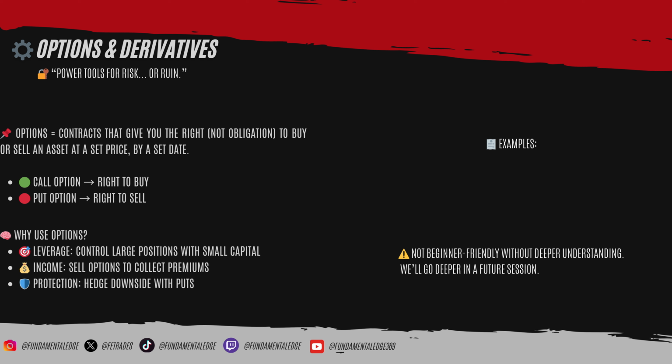A call option gives you the right to buy an asset. A put option gives you the right to sell it. So why use options? Leverage: you can control a large amount of stock for a fraction of the price. Income: some traders sell options to collect premiums, like generating passive cash flow. Protection: you can hedge your downside, for example, buying puts on SPY if you expect a drop.